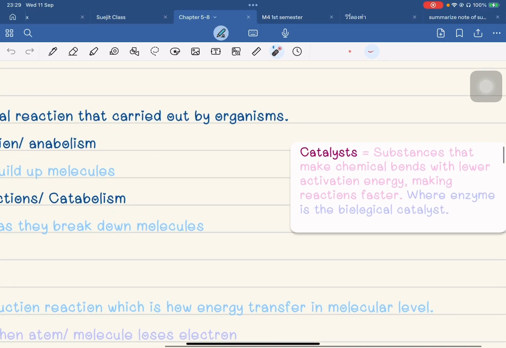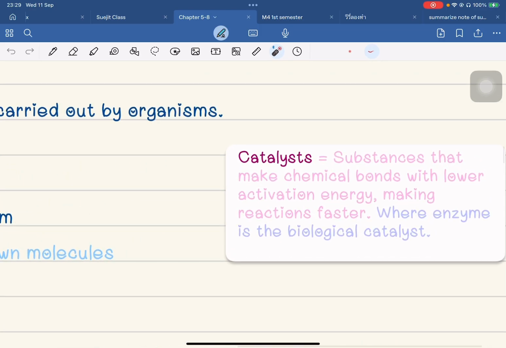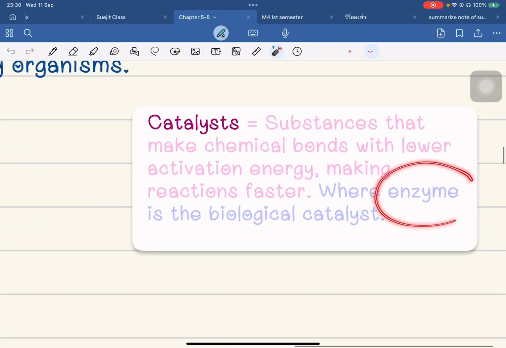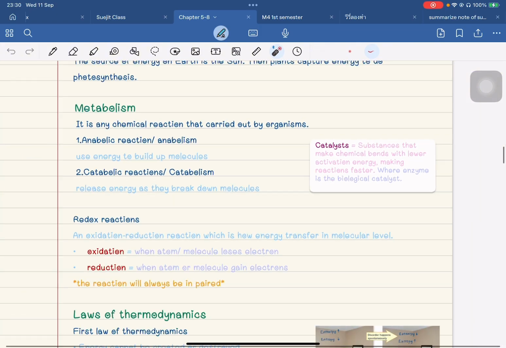So a catalyst is a substance that lowers the activation energy of chemical reactions, making the reactions faster, whereas enzymes are the biological catalysts.